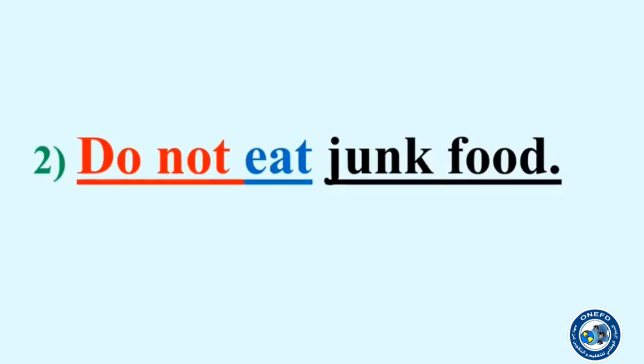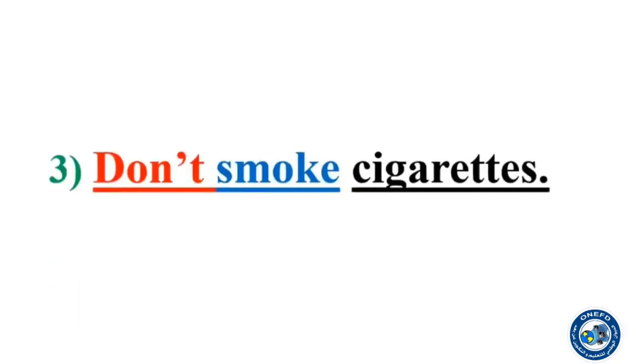Sentence number 2. Do not eat junk food. Junk food is unhealthy food. It is fast food, so it is not healthy. So this sentence starts with a verb. The verb is do not eat. After the verb, we have an object. The object is junk food. This sentence is negative. Its form is negative because it starts with the expression do not.